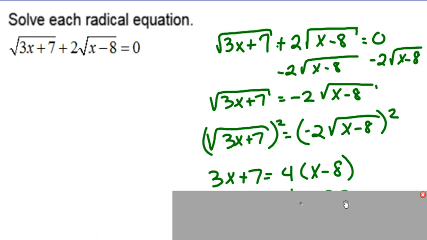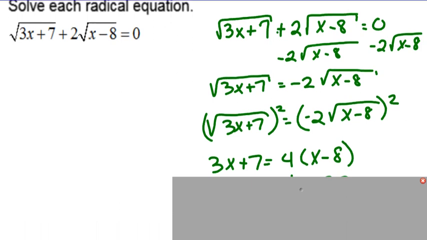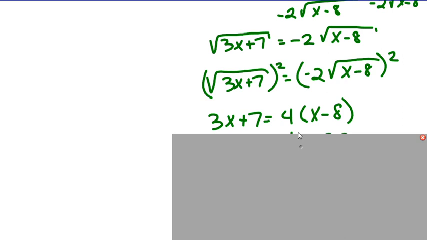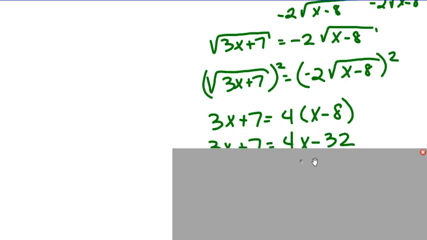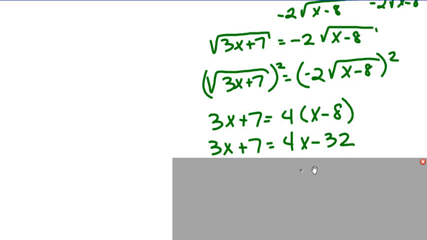Right now, this looks like a linear equation that we've been solving for quite some time. So first step, you could distribute the 4 to your quantity x minus 8 to see what you're working with. Then your goal is to put the variables on one side, the constants on the other.